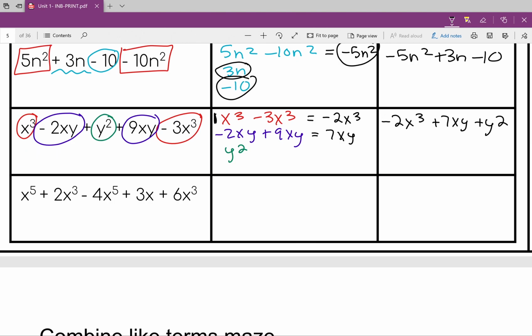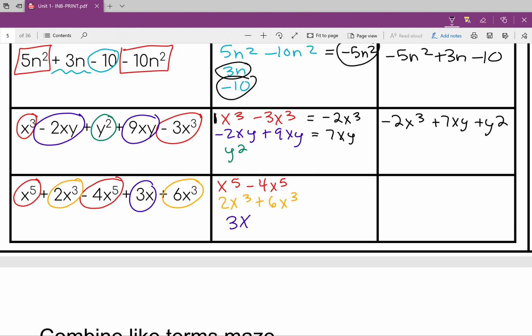Okay, last example. I have x to the fifth plus 2x to the third minus 4x to the fifth plus 3x plus 6x to the third. So x to the fifth and negative 4x to the fifth are both similar terms. Let me write that down. Then I have 2x to the third plus 6x to the third. Those are similar terms. And then I have 3x all by itself.